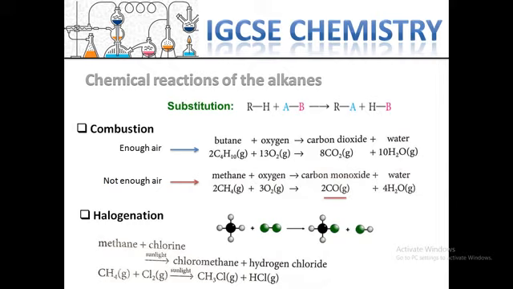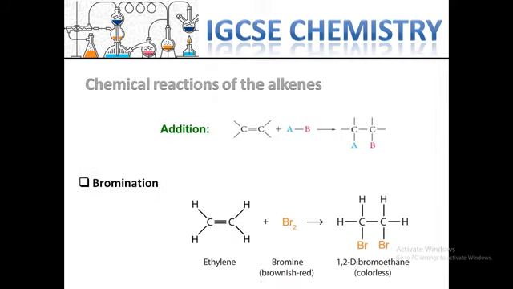Okay, let's move to the chemical reactions of alkenes. I said that alkenes follow the addition reaction. Addition reaction, the general pattern, you can see here. Of course there is a double bond in the alkene structure, and we have other reactants that can add to the double bond and make the double bond a single bond.